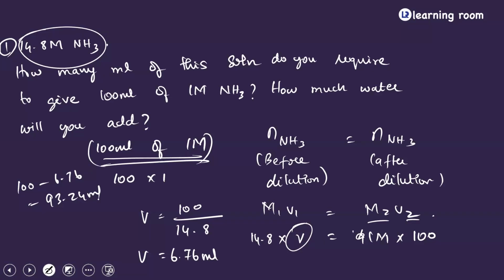புரியுது என்ன பேசிட்டு, ரெண்டுலயும் சேம் நம்பர். இப்போ நான் என்ன பண்ணணும்? If I wanted to bring it from 6.76 to 100 ml, then only I will get 1 M concentration. எவ்வளவு டைல்யூட் பண்ணணும்னு கேக்குறாங்க. எனக்கு இனிஷியல் வால்யூம் என்னன்னு தெரிஞ்சிருச்சு.